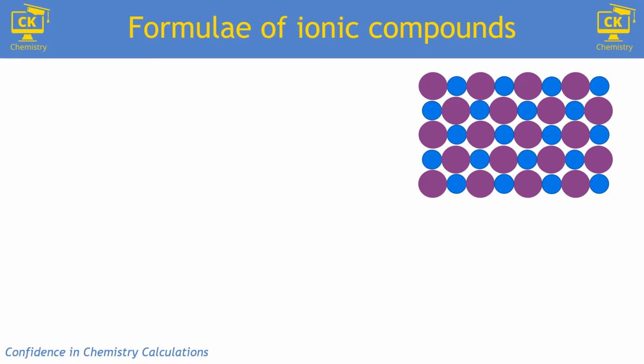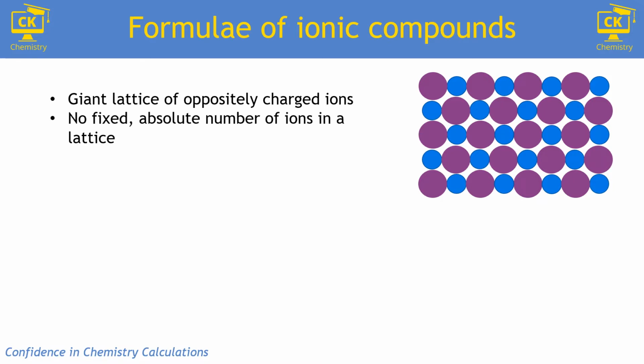You should already know that ionic compounds are made up of a giant lattice structure where the oppositely charged ions are all attracting each other in a 3D arrangement. So that means that there's no absolute number of ions. We can't put a number on the total number of each ion that's present in a lattice because it depends basically how big the crystal is. That's why we call it a giant structure.